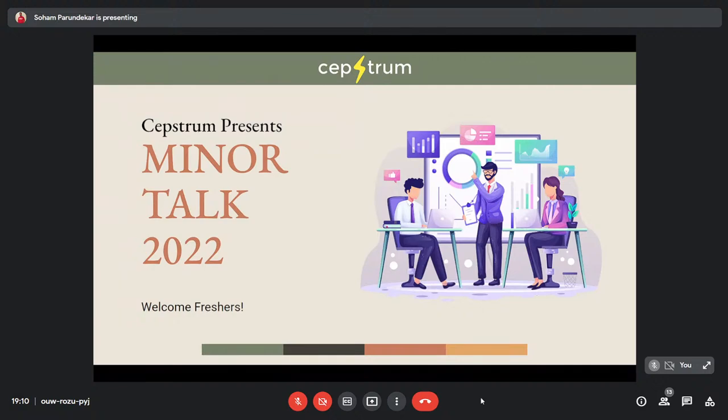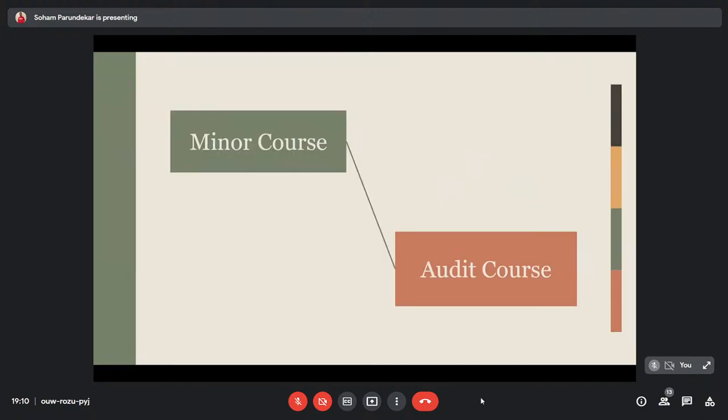So we'll be talking about two things in this talk. One is minor course and second is audit course. We'll majorly focus on minor courses. I'll just introduce what is audit course in the end.